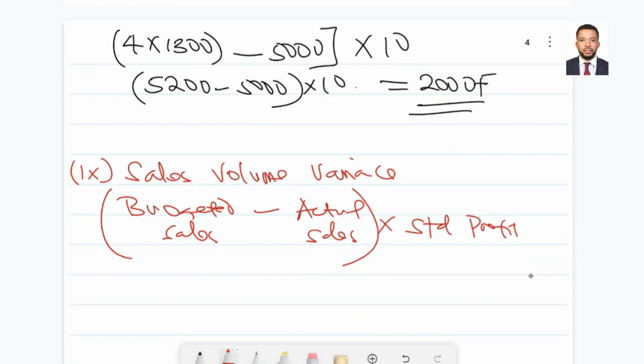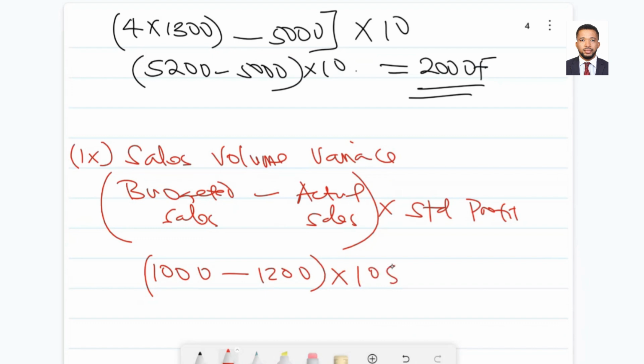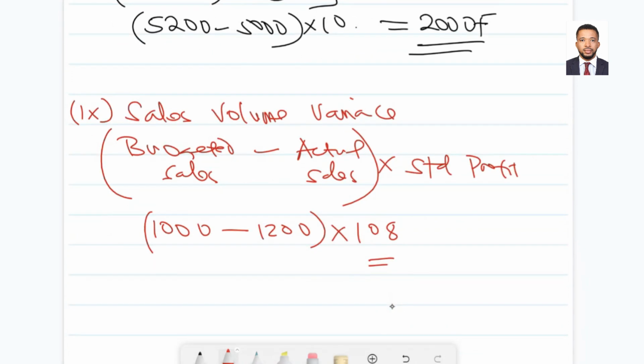Budgeted sales is 1,000. Minus actual sales, 1,200. Multiply by standard profit, 108. You're doing well. The figure is 21,600. Favorable or adverse? Favorable.